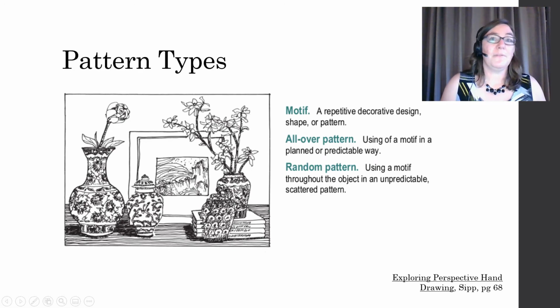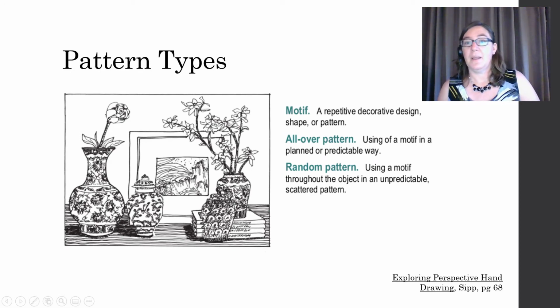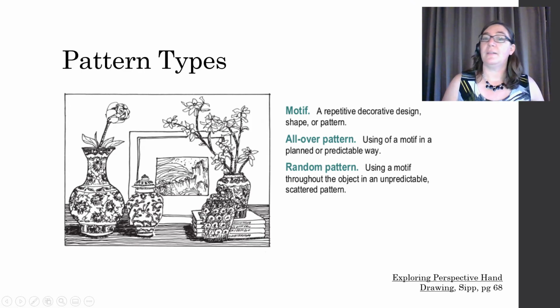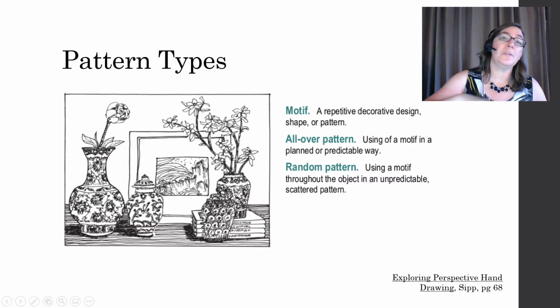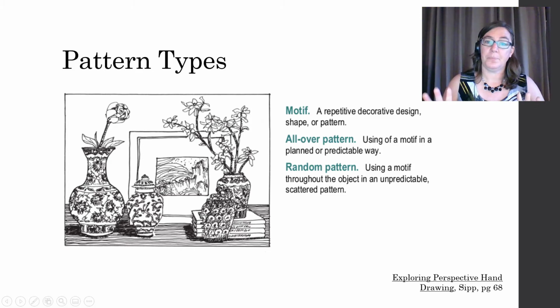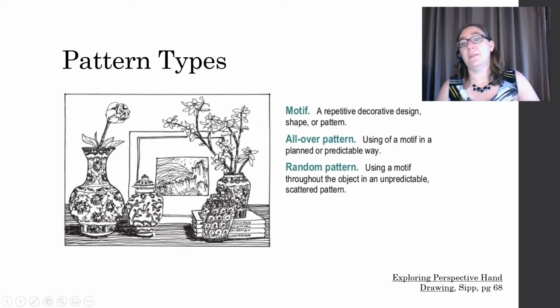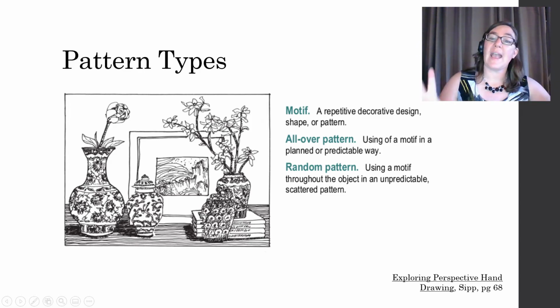Here's a couple of different types of pattern. A motif is a repetitive and decorative design. An all-over pattern has motifs used in a planned or predictable way. And then a random pattern will use a motif, but it's scattered and unpredictable.